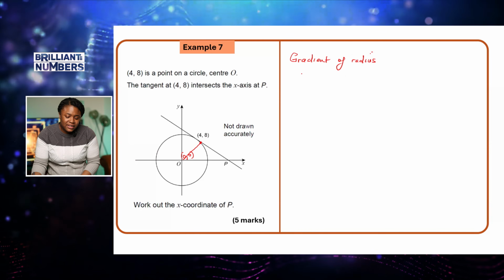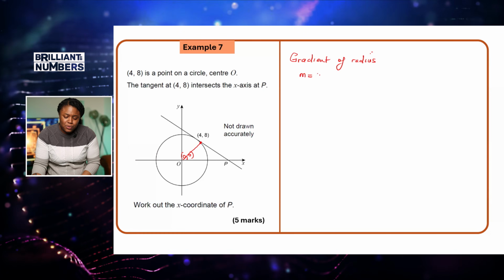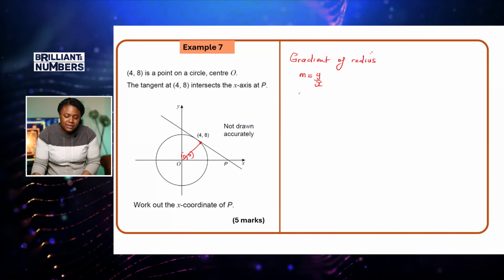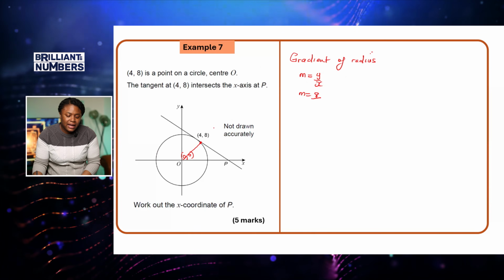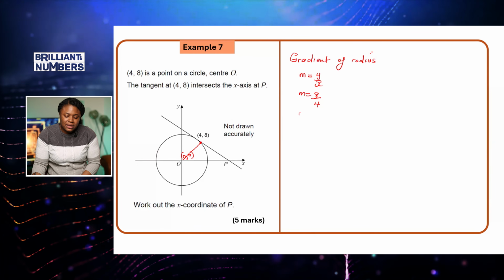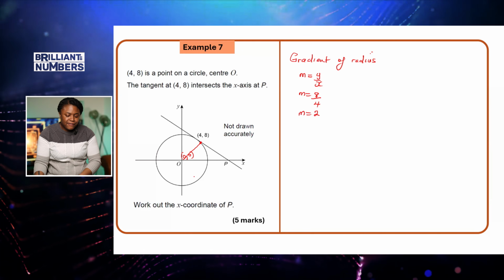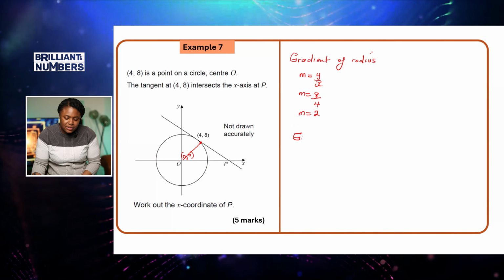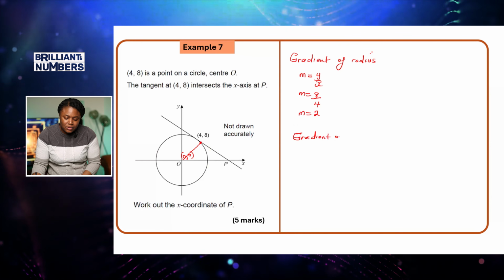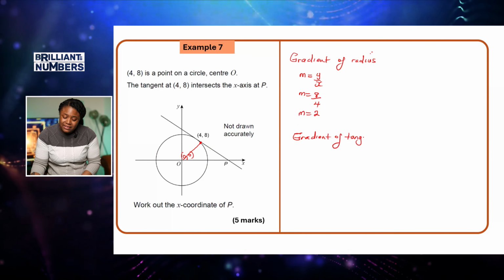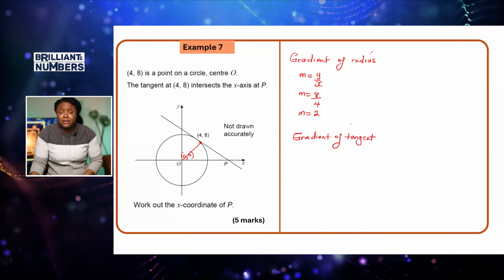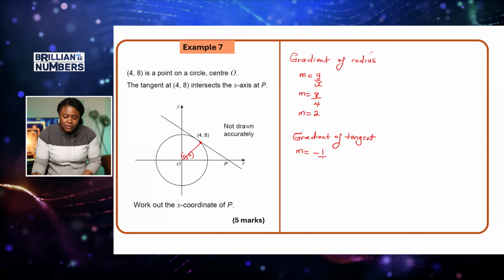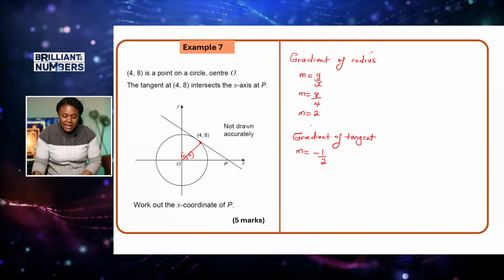So the gradient of the radius, m, will be equal to y divided by x. Y is 8, so m is equal to 8, and x is 4, so this is equal to 2. Therefore, we can find the gradient of the tangent. Notice how I write down every single thing I'm doing, very clear for anyone to understand. The gradient of the tangent will be equal to -1/2. So now I'm going to substitute that in.